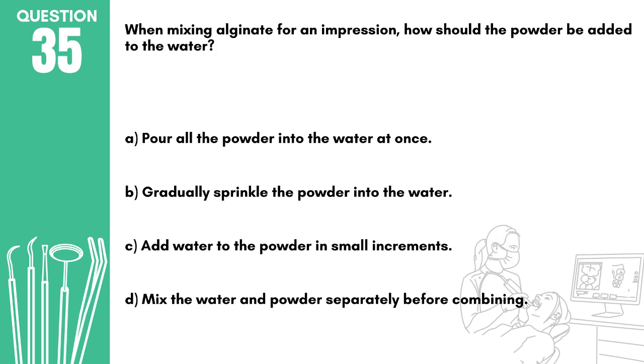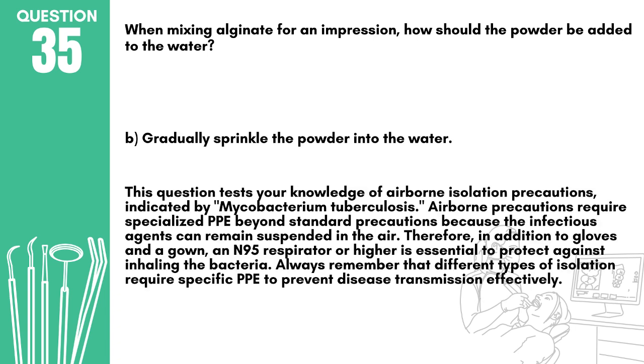Question 35. When mixing alginate for an impression, how should the powder be added to the water? A. Pour all the powder into the water at once. B. Gradually sprinkle the powder into the water. C. Add water to the powder in small increments. D. Mix the water and powder separately before combining. Answer: B. Gradually sprinkle the powder into the water.